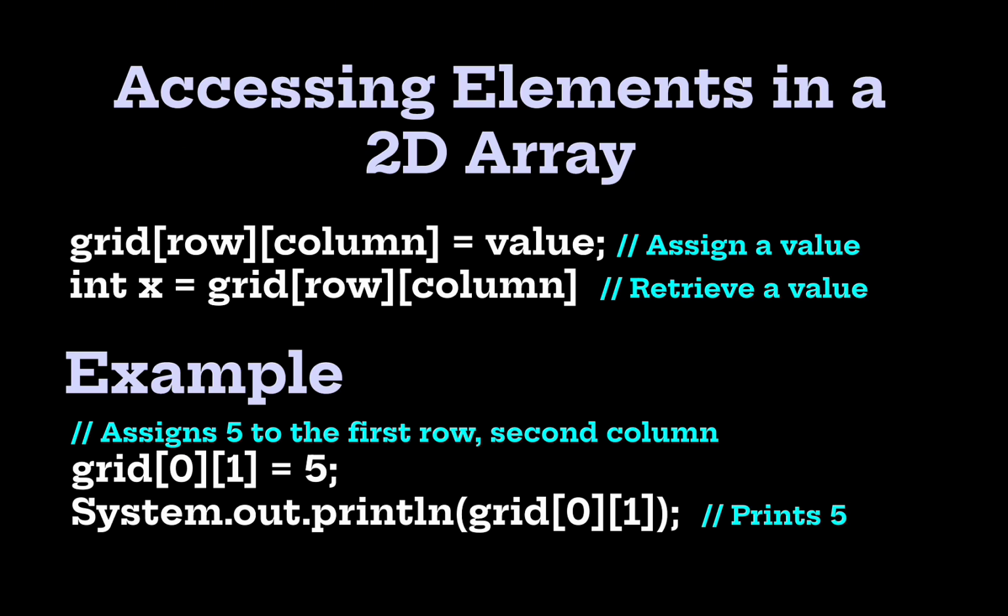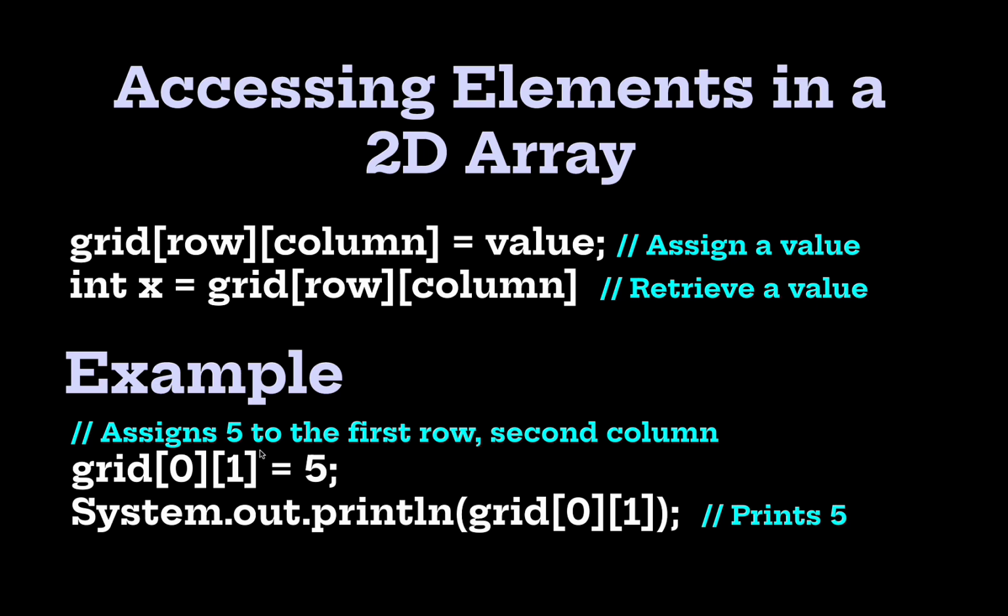So let's say we want to access this grid row. For instance, we have grid and we have row column equal to value. That's how you assign a value. And how you retrieve that value is by getting the data type. Of course, type out the data type of that value you want to retrieve. So for instance, in our example, we know that grid stores integer. So we say int, and we type the variable name, x in this case, equal to grid at that row and column. We are assigning whatever is in it to this variable x.